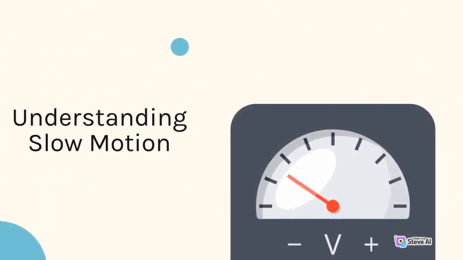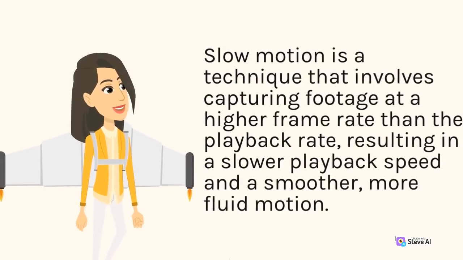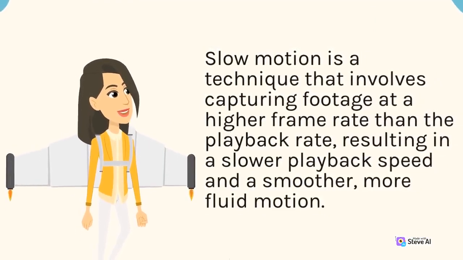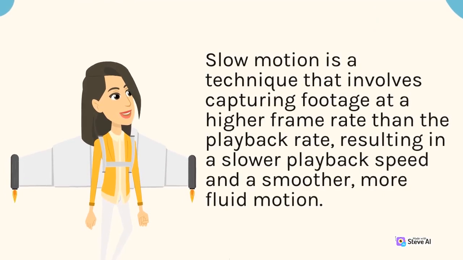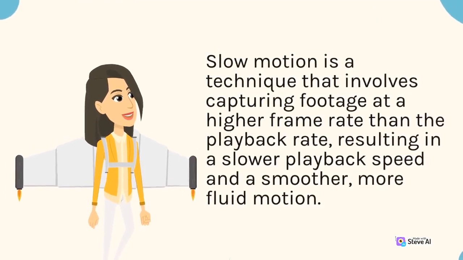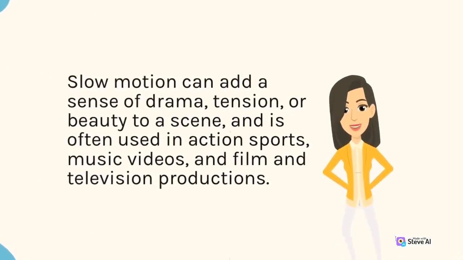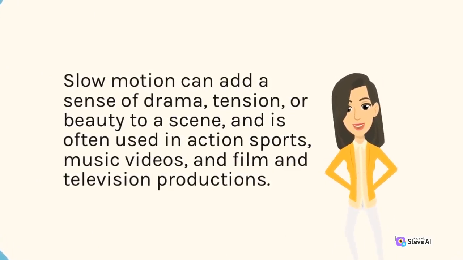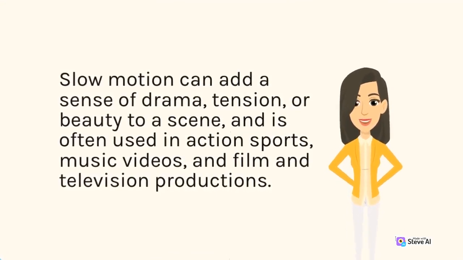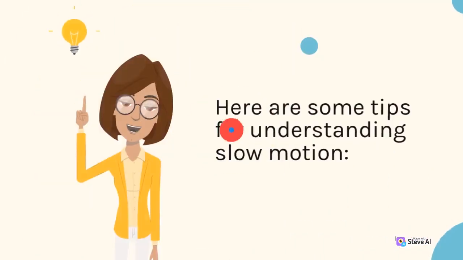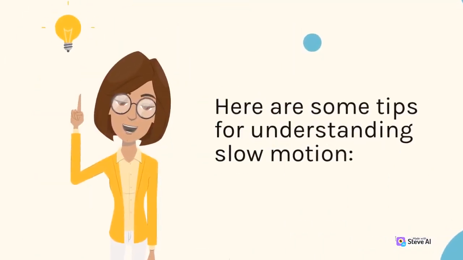Understanding slow motion. Slow motion is a technique that involves capturing footage at a higher frame rate than the playback rate, resulting in a slower playback speed and a smoother, more fluid motion. Slow motion can add a sense of drama, tension, or beauty to a scene, and is often used in action sports, music videos, and film and television productions. Here are some tips for understanding slow motion.